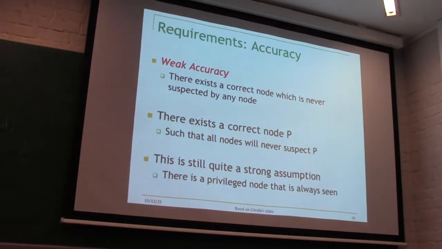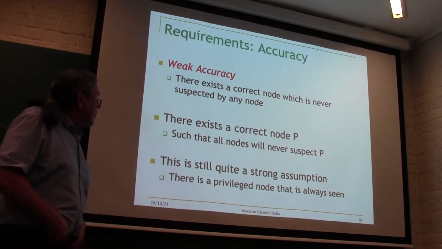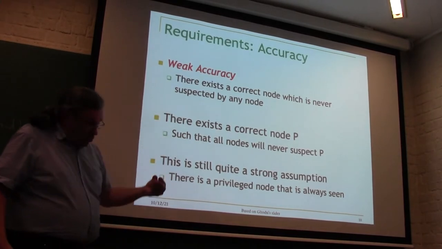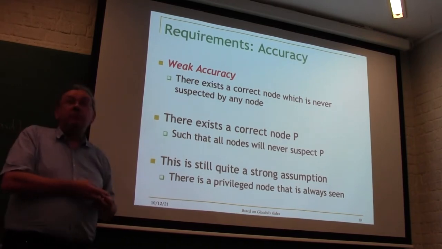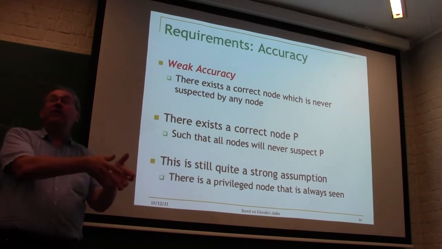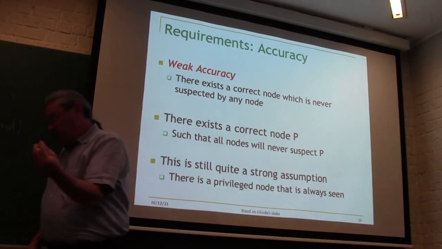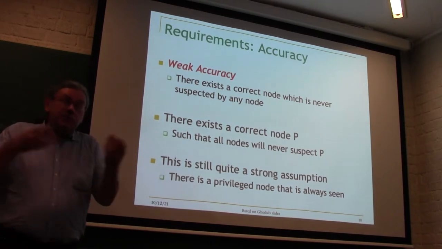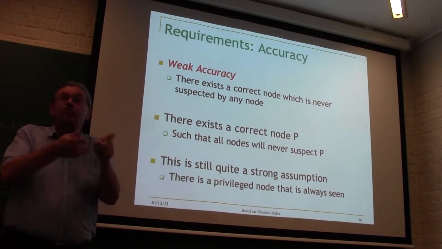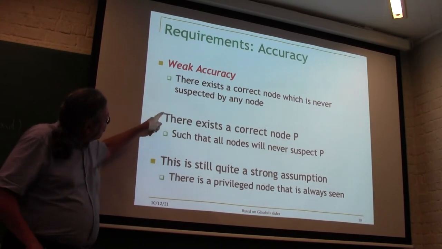There exists a correct node that is never suspected. So in fact, there is one node, let's say there's a node here that does not crash, and nobody will suspect it. Somehow, everybody can see that node. Again, it's like a privileged node, okay? Again, it's a node that can be seen by everybody. So if it crashes, everybody sees it. But if it doesn't crash, people will be sure it's not crashing. So this is actually also not so easy.